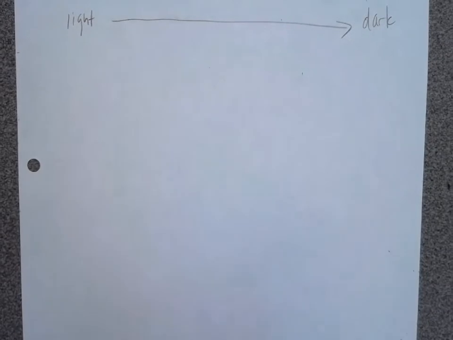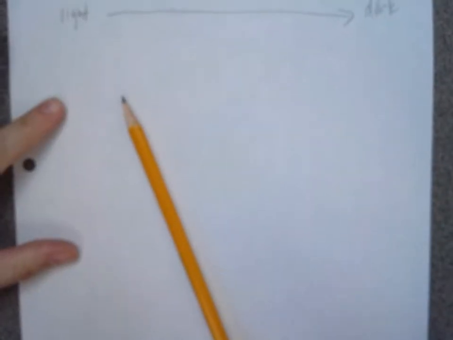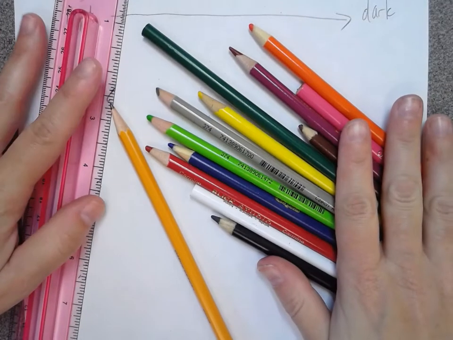In this video, I'm showing you how to draw some shapes and shade them in the Cubist style. So you're going to need a pencil. You're also going to need a ruler, and you're going to need some color pencils.